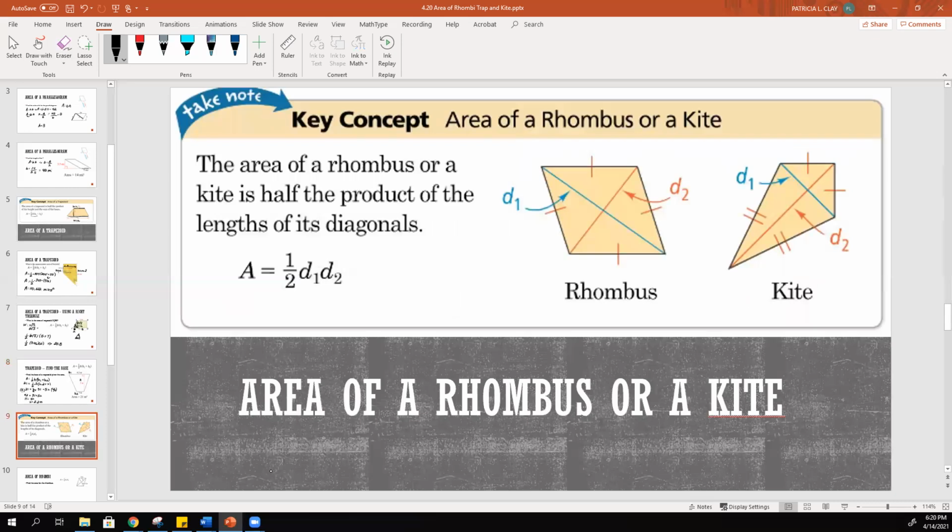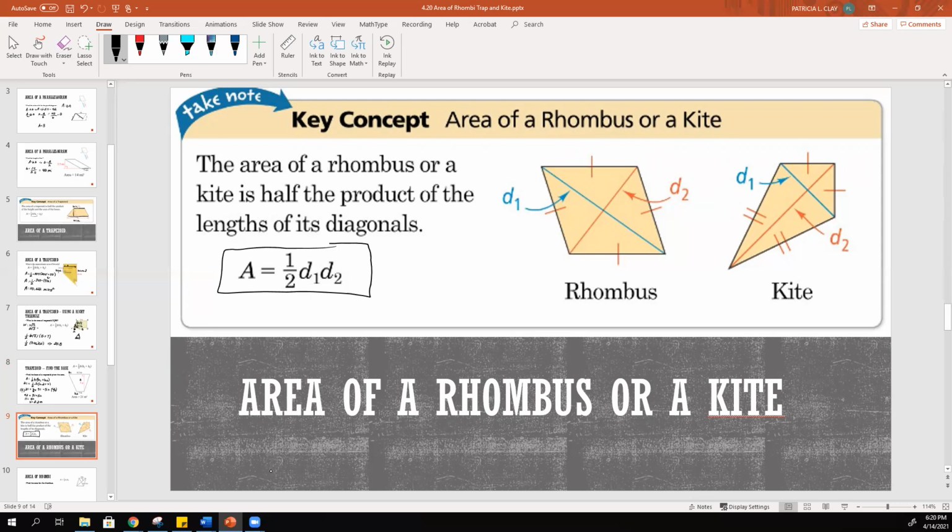Let's go on to our next topics. So we also have to cover rhombus. Remember, if it's more than one rhombus, we say rhombi. So if you see rhombi, remember that's what it is. So this is rhombus or kite. So they use the same formula. So isn't that awesome? Okay, the area is equal to 1/2 the diagonal 1 times diagonal 2.